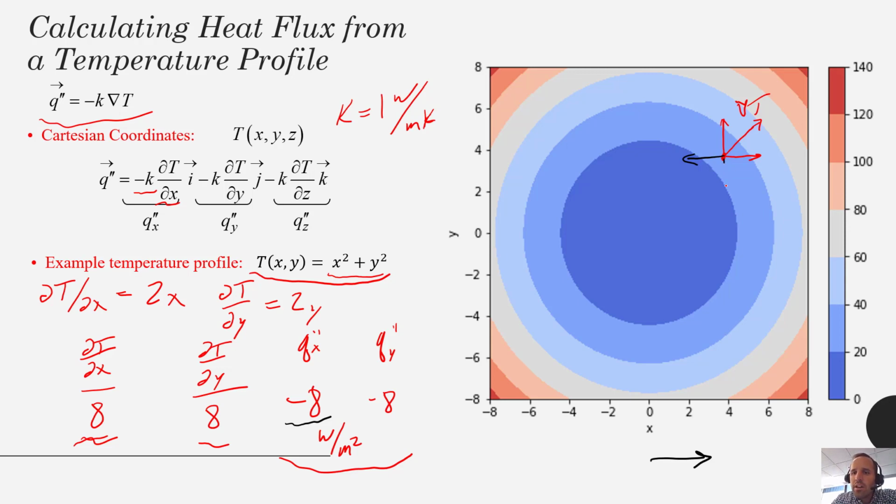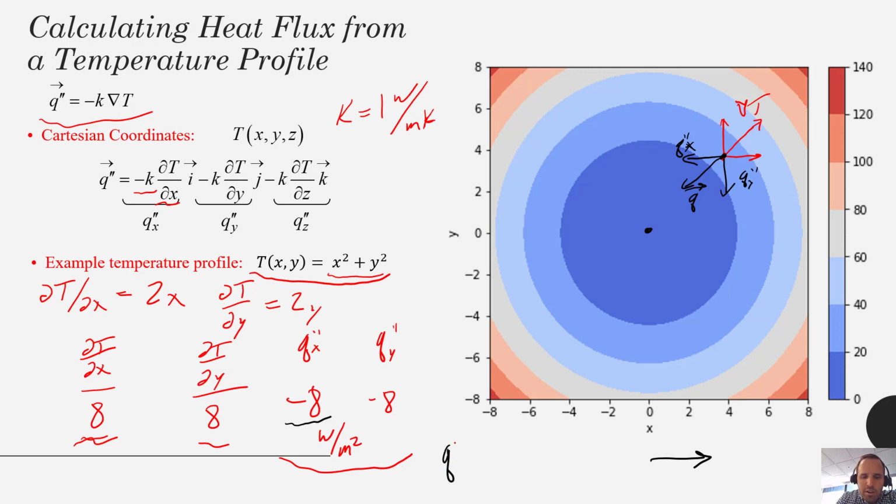Similarly in y, it's going against our coordinate system, and the composite is similar. So here we have our flux in the x direction, here we have our flux in the y direction, and here we have our composite flux vector going down from this point, 4, 4, down, pointing straight toward the origin.